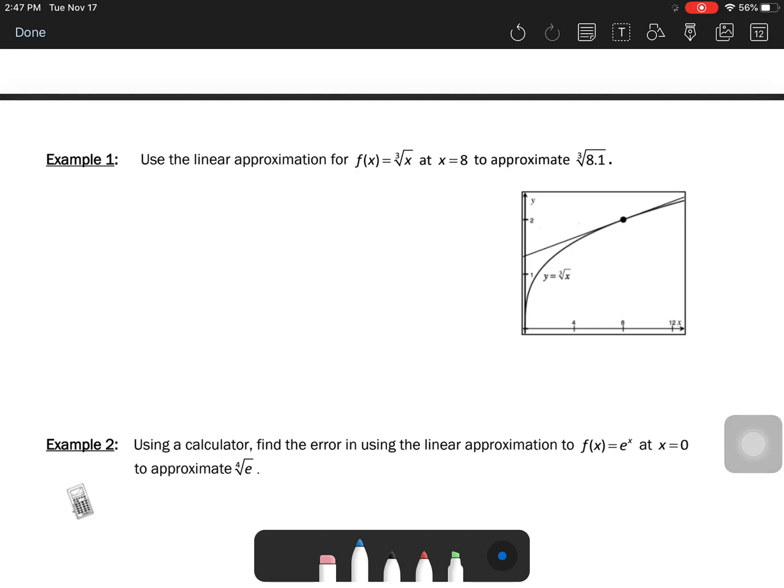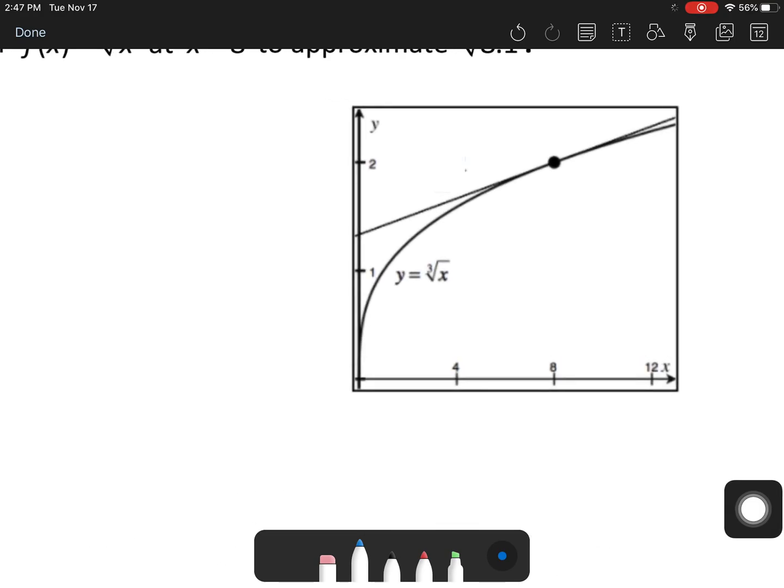So in example 1, it says use linear approximation, and the function we have is just the cube root of x at x equals 8 to approximate the cube root of 8.1. So 8.1 is only a tenth of a unit to the right of 8. So what they're saying is, we know that the cube root of 8 is 2, but let's say we were using this tangent line that was drawn here to approximate it. It's going to be slightly different than the actual cube root of 8.1. We're going to be using whatever the value is on the tangent line rather than what's on the curve. But they almost seem like they blend together there, right? But there's going to be a little difference, and something to consider too.